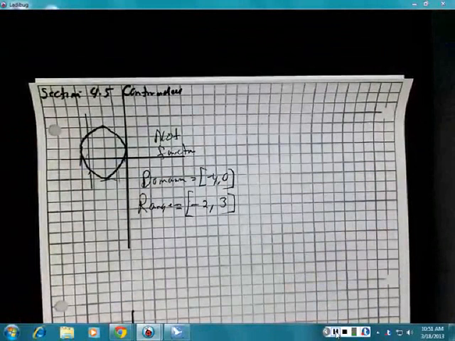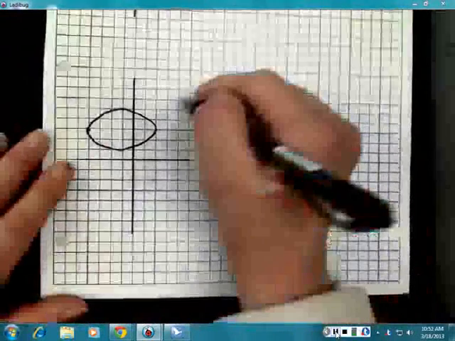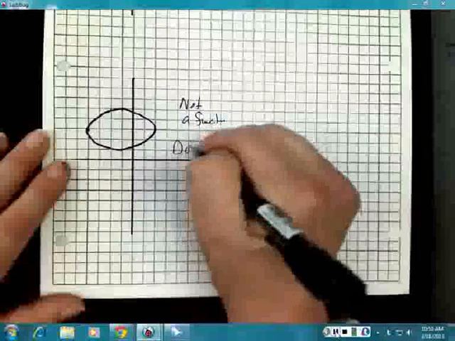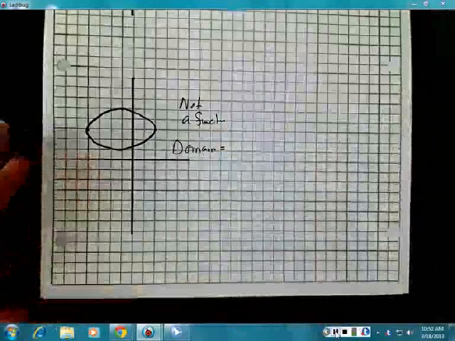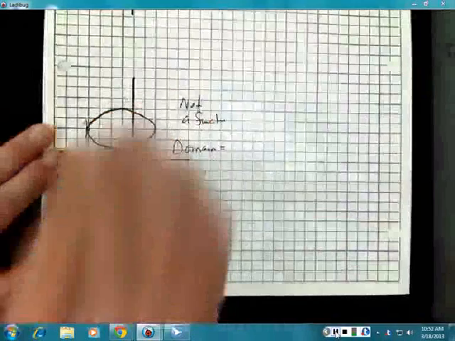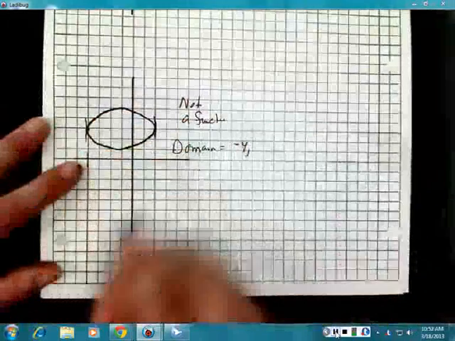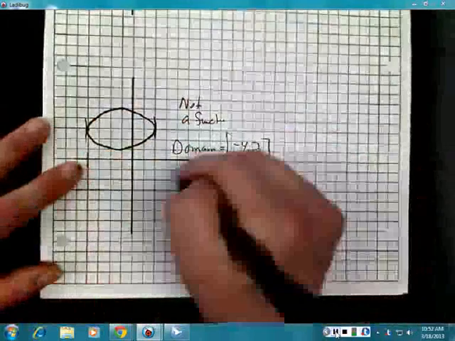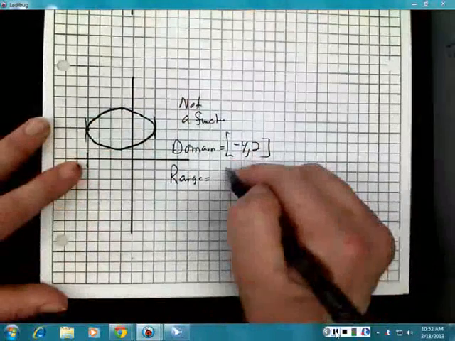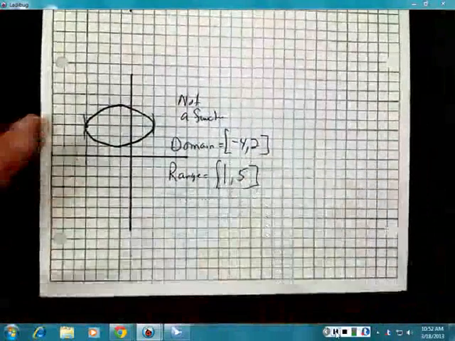And ellipse is the other one. Is it a function? No. And its domain? In other words, what can I pick for x's to make this thing work. So I can pick from here to here, negative 4 to 2. Range? From 1 to 5. And that would be your answer.